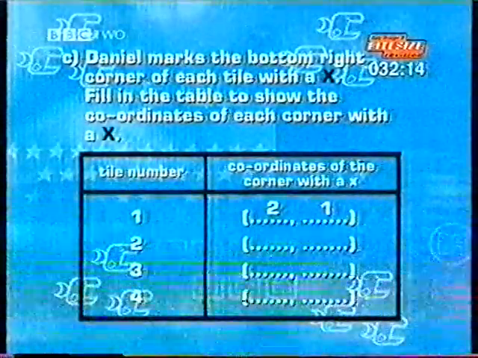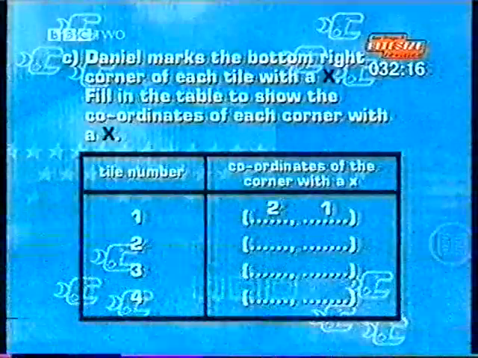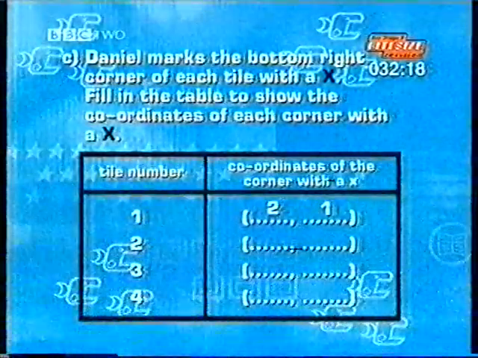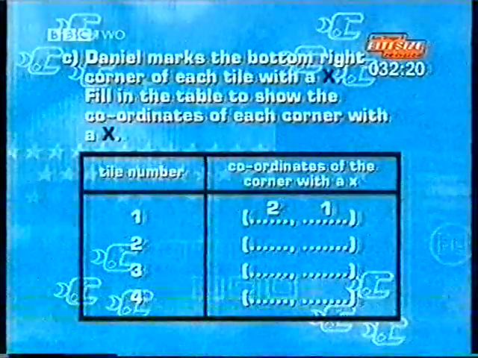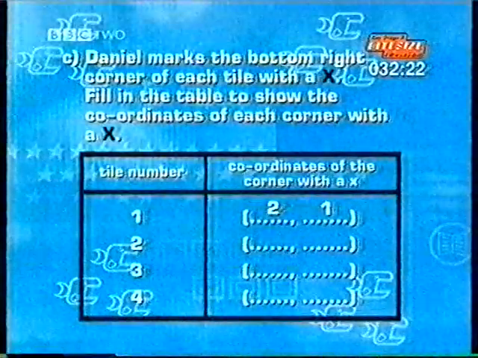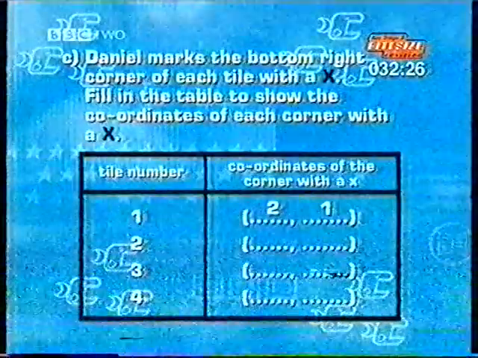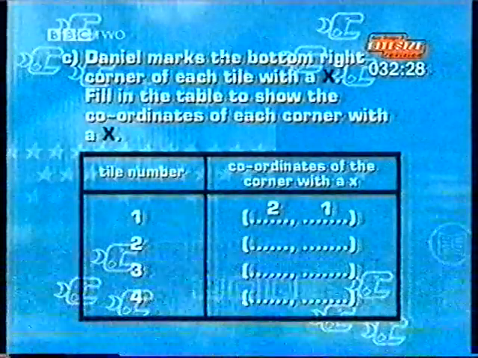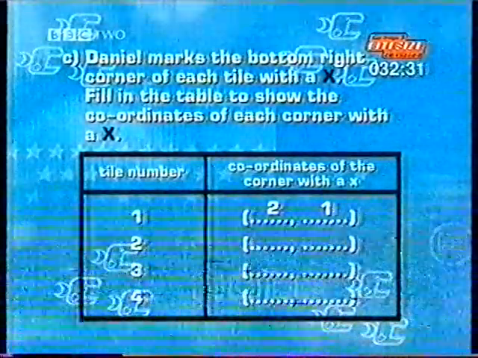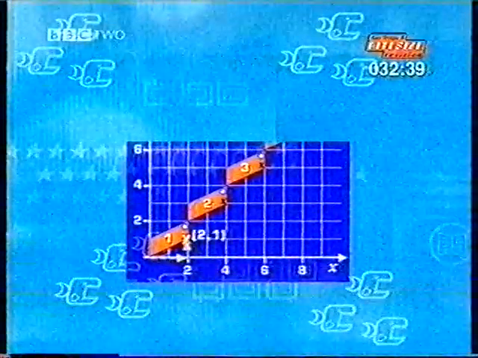Finally, Part C says, Daniel marks the bottom right-hand corner of each tile with a cross. Fill in the table to show the coordinates of each corner with a cross. We're given the coordinates of each corner marked with a cross for tile 1, that's here. Starting at the origin, we move across first, 2 across right, and up 1. So that is the point 2, 1.